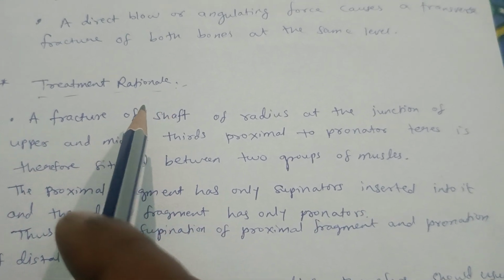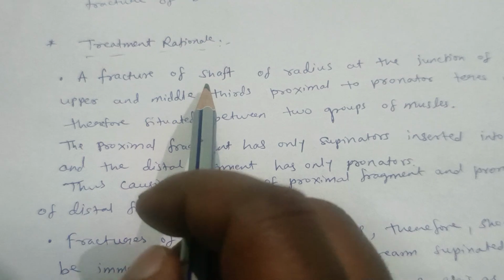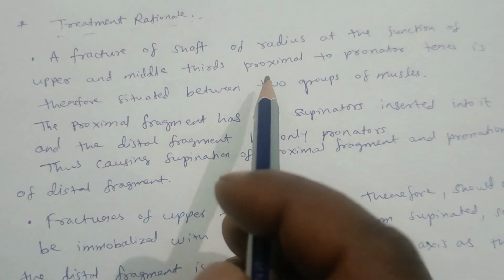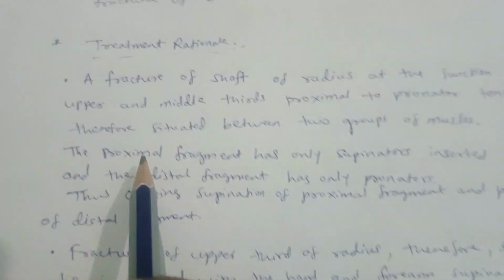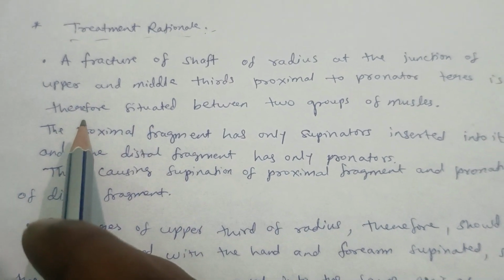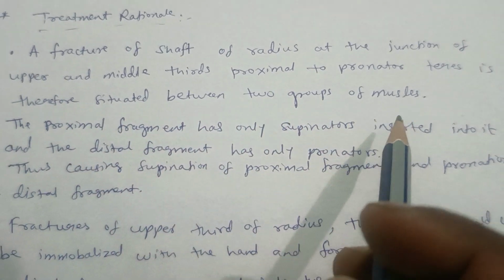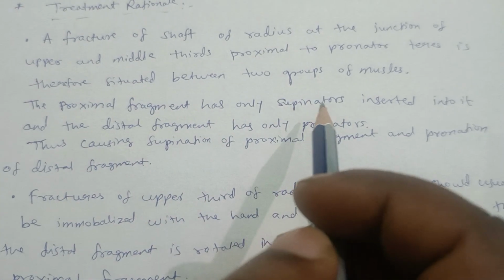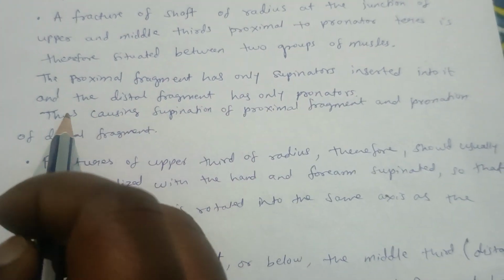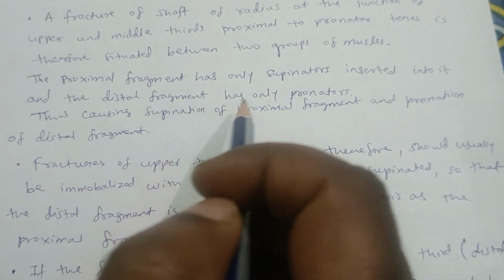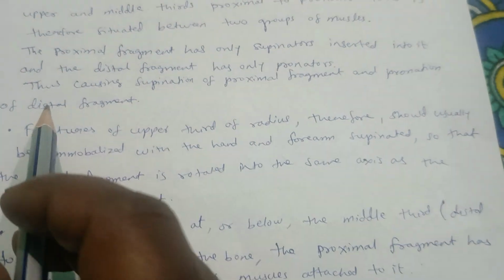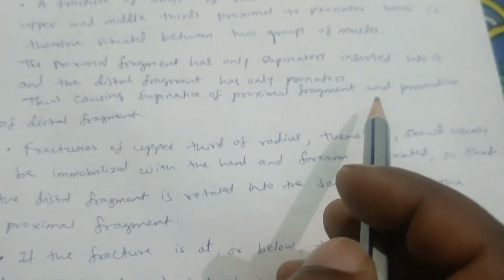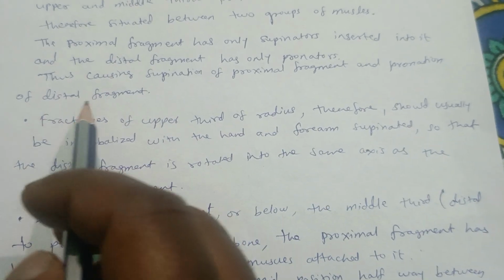Treatment rationale. A fracture of the shaft of the radius at the junction of the upper and middle thirds, proximal to pronator teres, is therefore situated between two groups of muscles. The proximal fragment has only supinators inserted into it, and the distal fragment has only pronators, thus causing supination of the proximal fragment and pronation of the distal fragment.